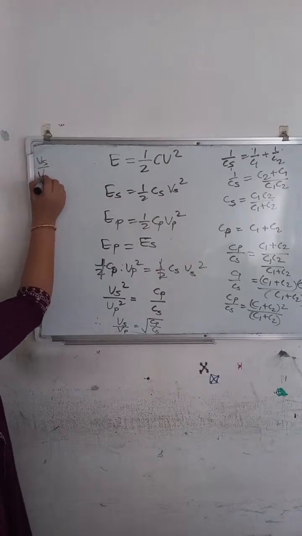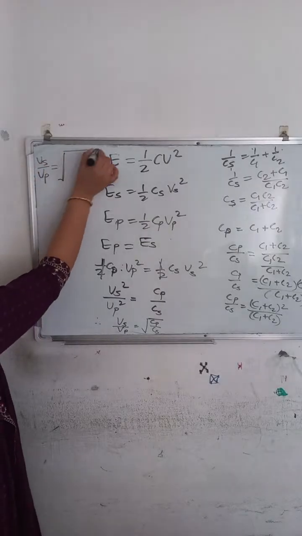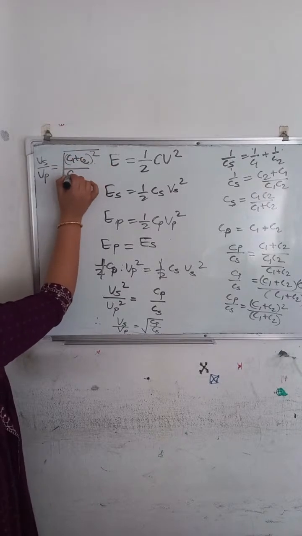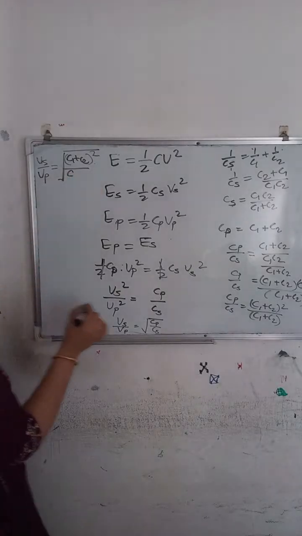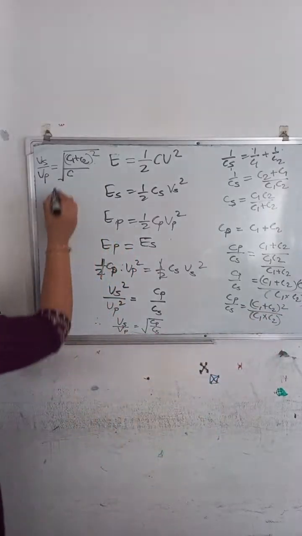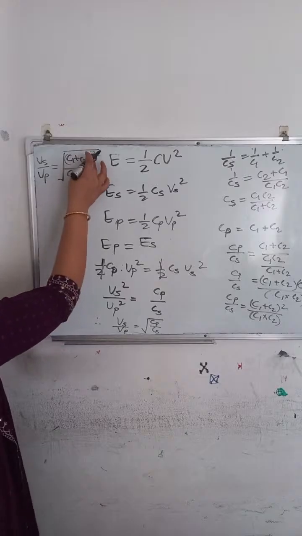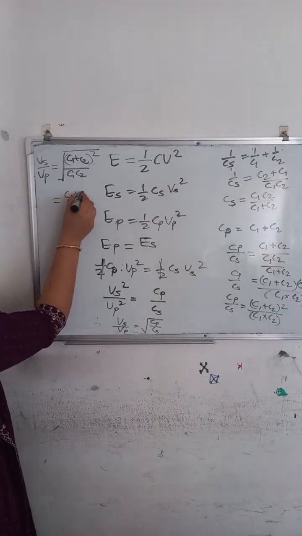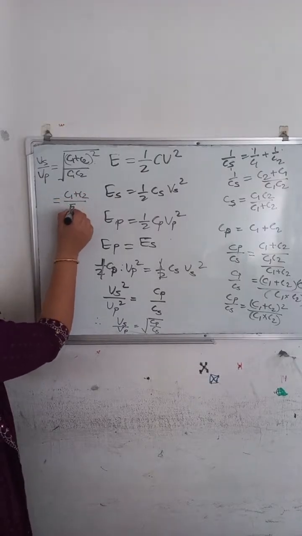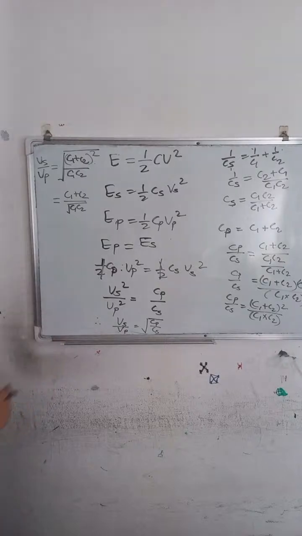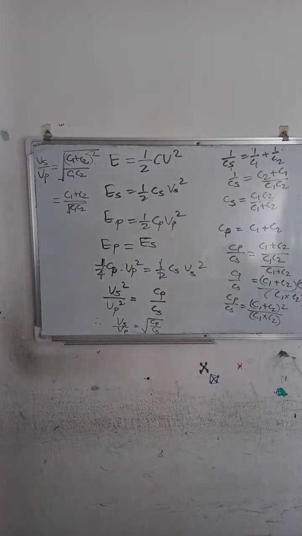So Vs by Vp is equal to the square root of C1 plus C2 whole bracket square upon C1 into C2. Sorry, here I made a mistake. The square and the root cancel for this bracket, and you will get C1 plus C2 divided by root of C1 C2. This is the potential drop ratio you are getting.